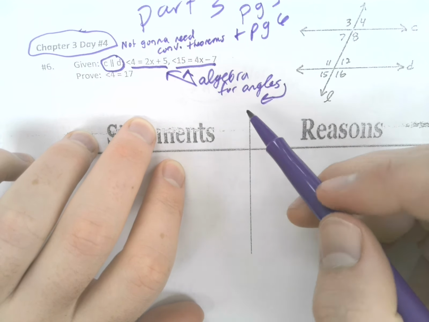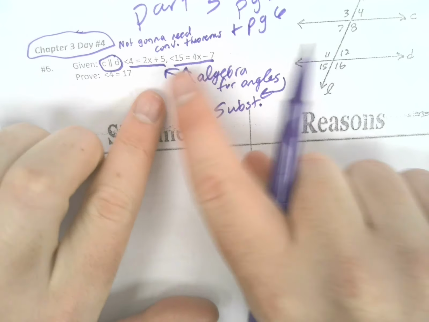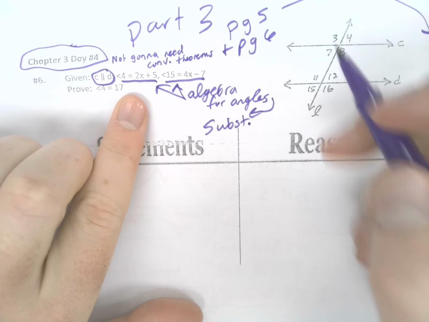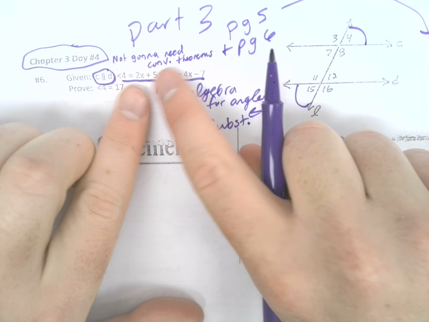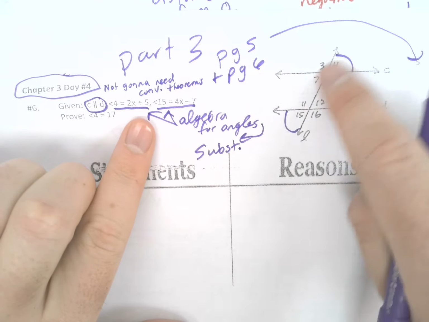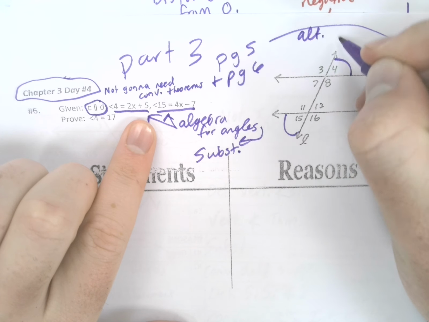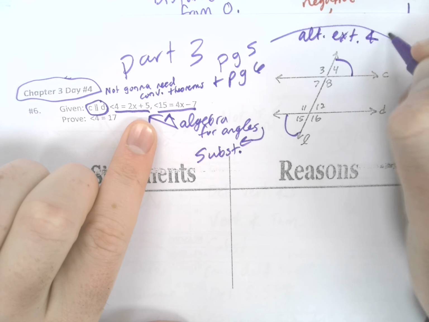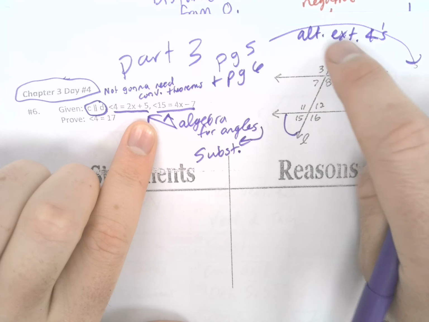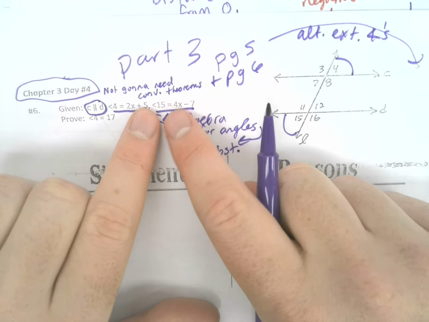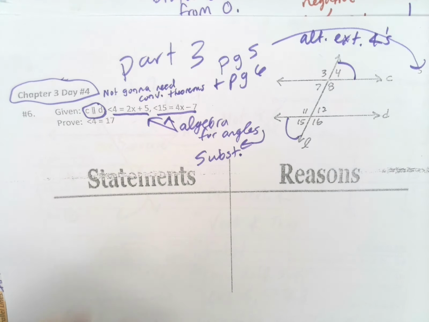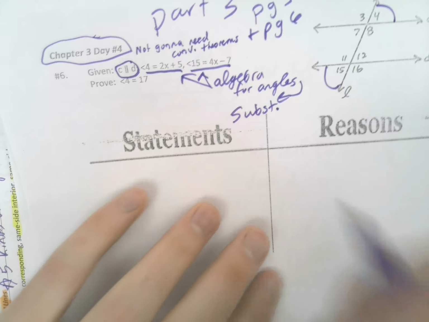I'm thinking substitution is going to be coming into play. Substitution for sure is going to be coming into play if we're getting algebra for angles here. And here's angle 4. Here's angle 15 there. 4 and 15. And what are you guys noticing here? I'm seeing some alternate exterior angles. So we can already tell, alternate exterior angles. I'm going to be substituting in these at some point, and I need to prove that this angle equals that angle. So let's start with what they give us.